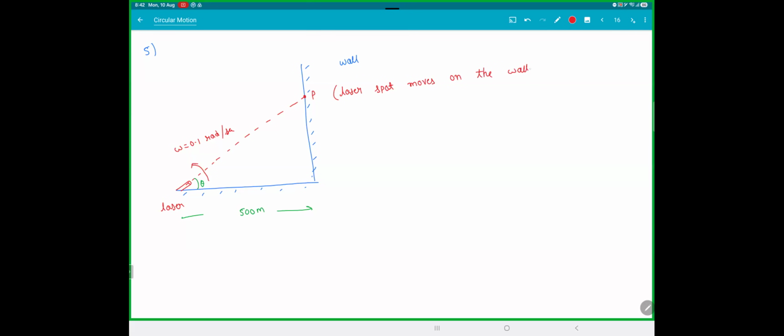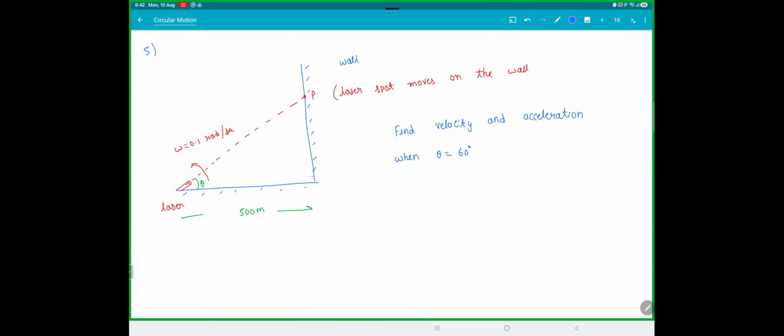Next moment, the laser will fall here. Next moment, it will fall here. So it's going up. Find the velocity and acceleration when theta is 60 degrees.